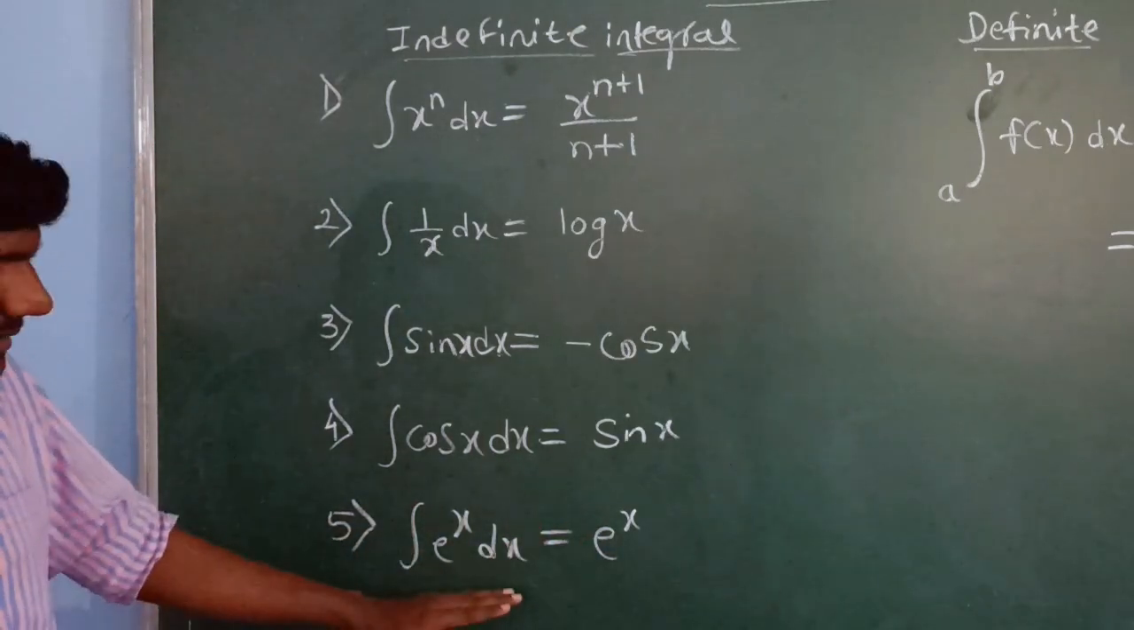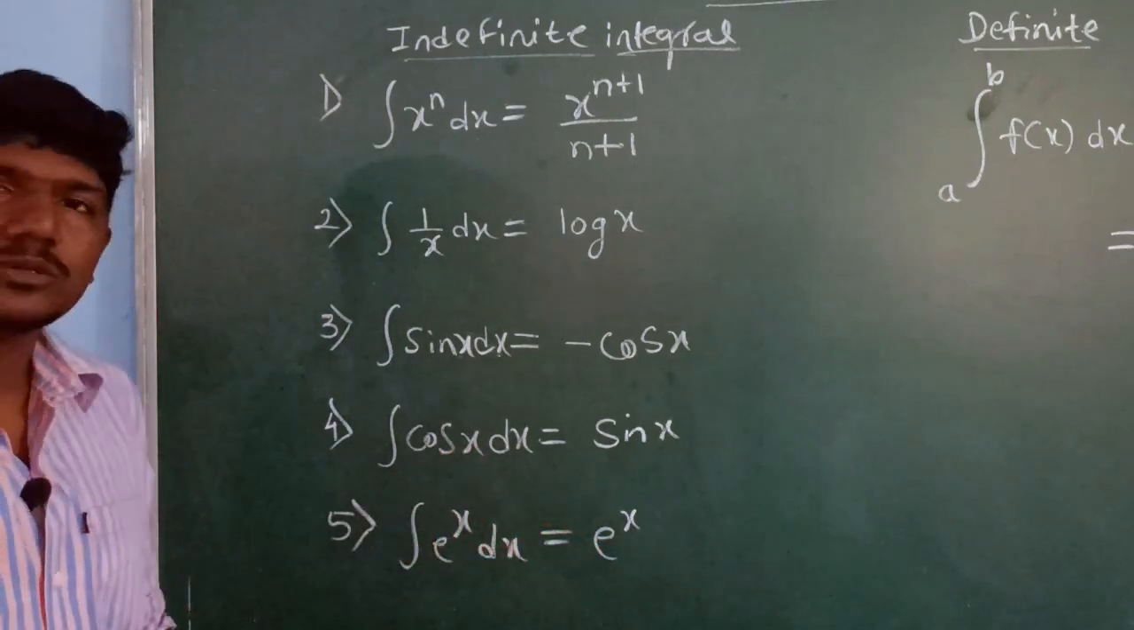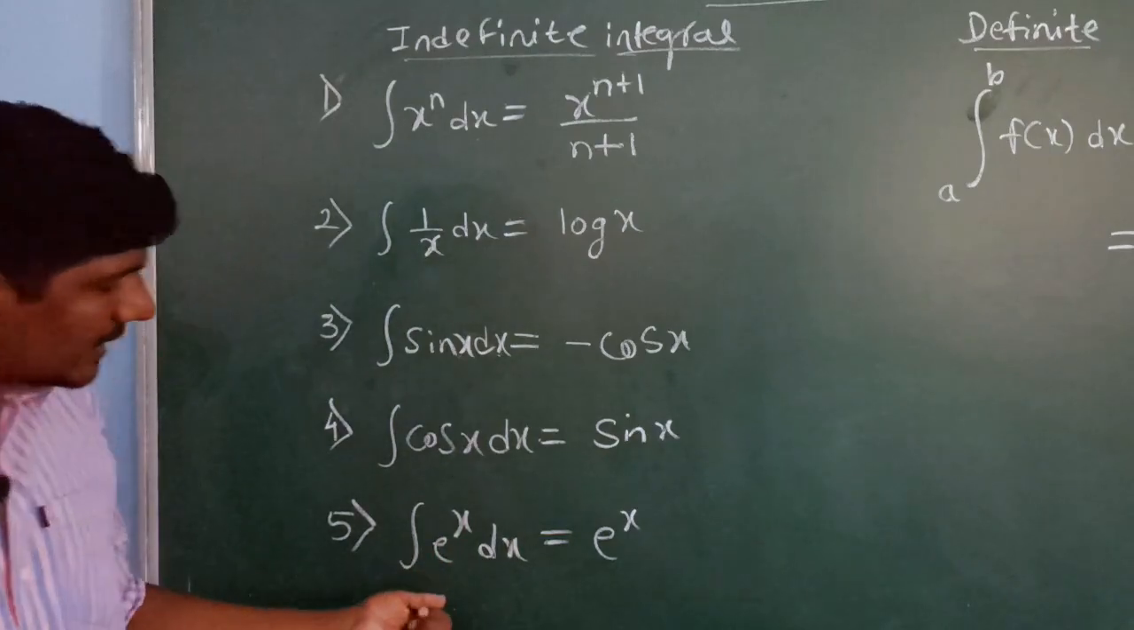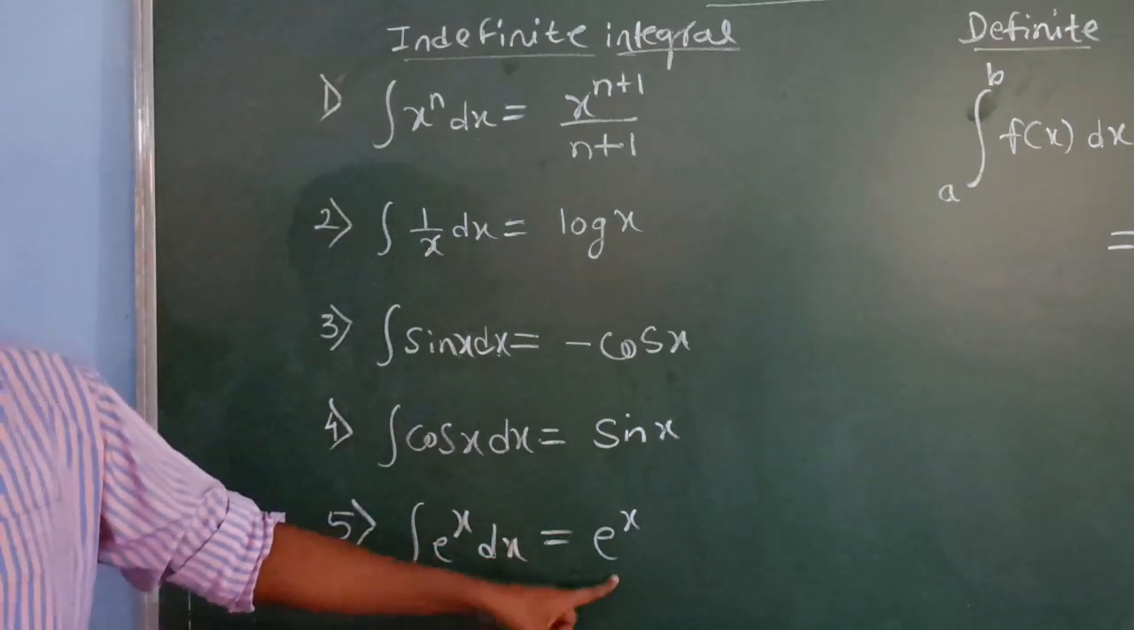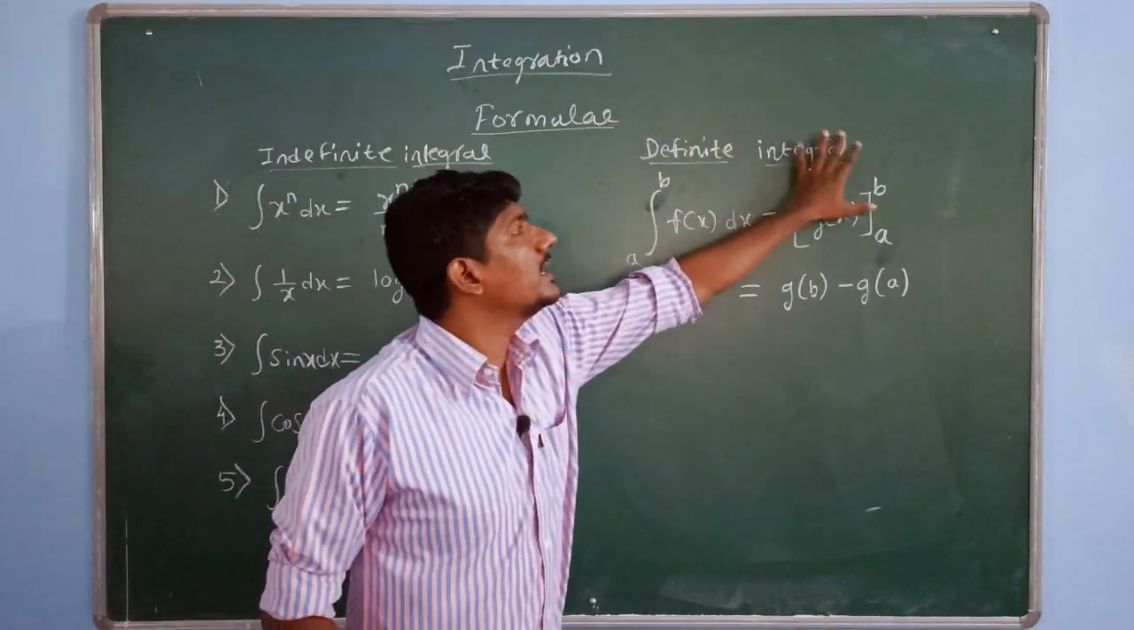Again it is very easy. Why? Differentiation of e raised to x is what? E raised to x only. So integration of e raised to x is what? E raised to x only. Reverse process. You should get the same answer. Then here we have definite integral.